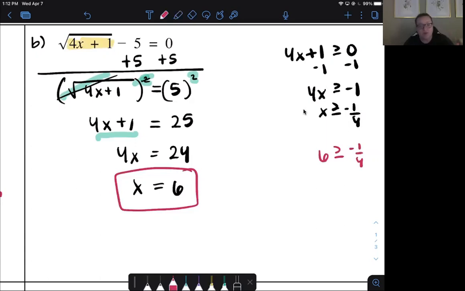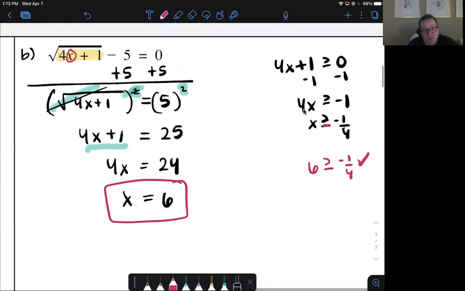So for this problem, we're actually allowed to plug in some negative numbers, because as long as they're greater than or equal to negative 1/4, like we could plug in negative 1/8 if we wanted to, or negative 1/16, any number that's bigger than negative 1/4, including negative 1/4 because it's equal to, we could plug into this radical and we'd still end up with a positive number under the radical. So that's kind of cool. So 6 is greater than or equal to negative 1/4, so it's allowed according to that restriction.